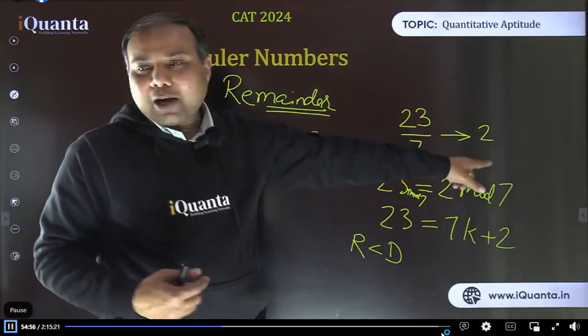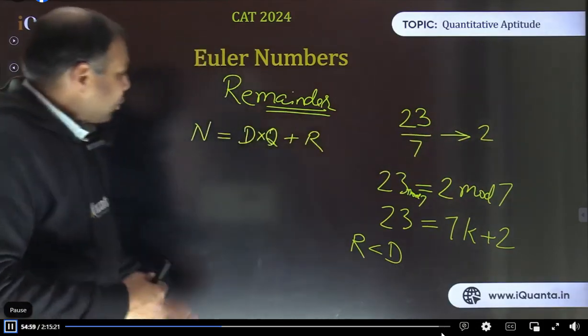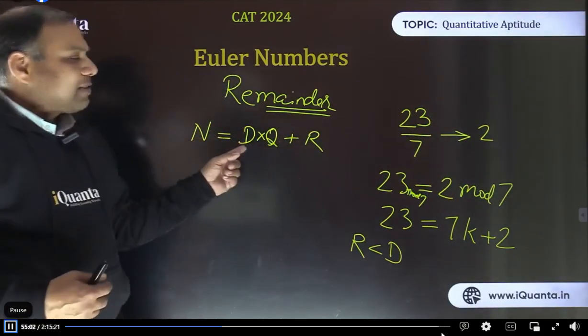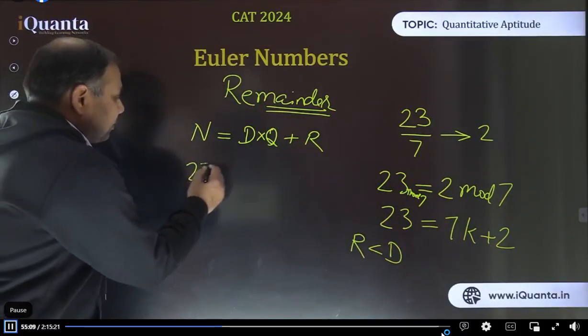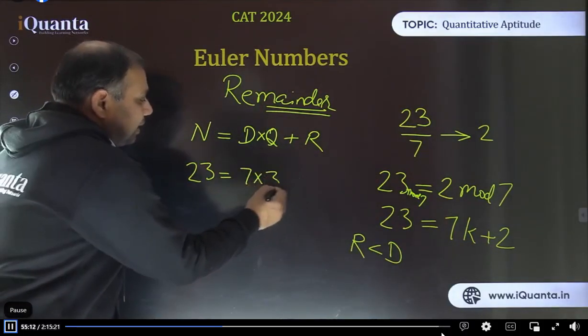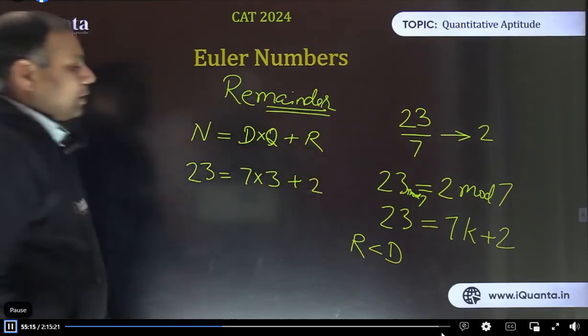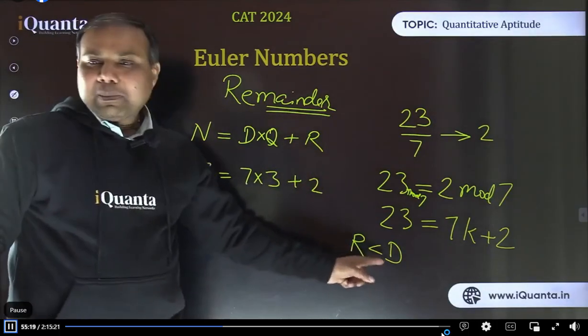So whatever is remaining now, that is our remainder. Exactly. So n is equal to d times q plus r. Here d is the divisor, q is the quotient, r is the remainder. In this case, as I have written in equation format here, 23 equals 7 times 3, that is 21, plus 2. Right? So this remainder will always be less than the divisor.